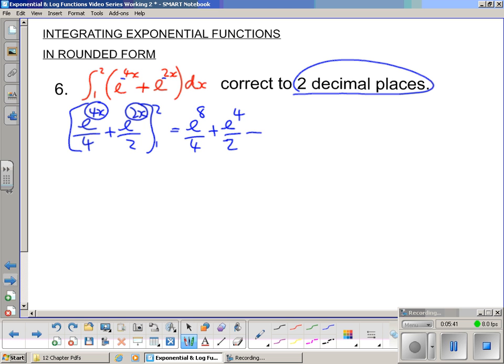Then we have a big minus with a big bracket, just to be really careful with that one. Okay, now we're plugging 1 in wherever there's an x, so we get e to the 4 over 4 plus e to the 2 over 2.